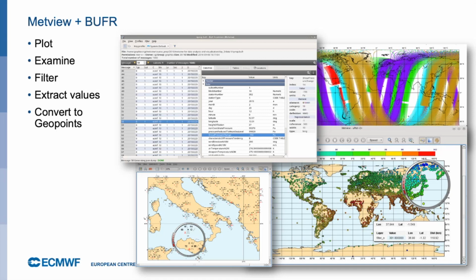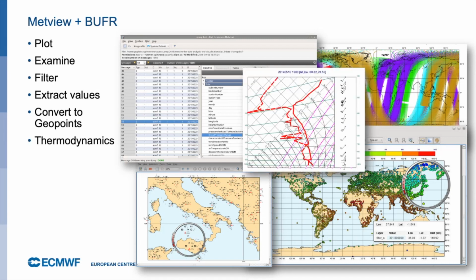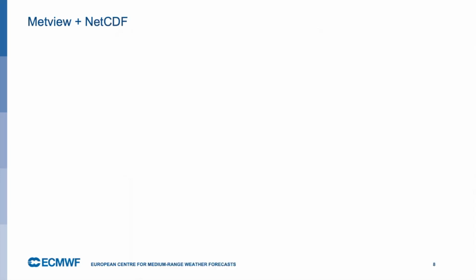And then we would tend to convert those to our own format called geopoints, which is basically a list of lat longs and values. And then once you've got that, you can plot those quite easily. You look at those right-hand plots; those are plotting geopoints. That's just one variable out of the messages. We can plot septigrams and things from buffer as well.